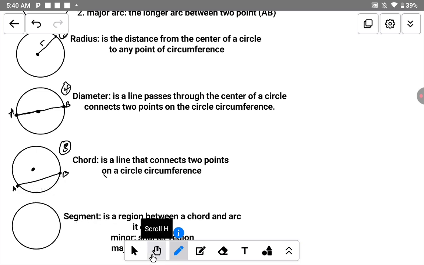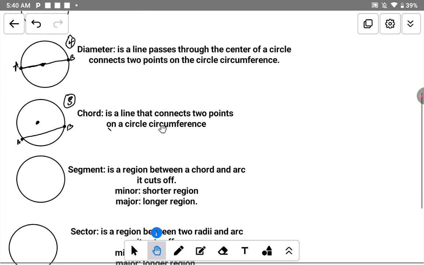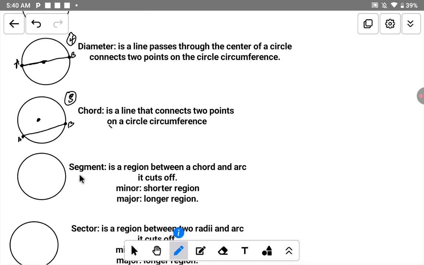So let's look at the segments we have here. A segment is a region between a chord and an arc. Let's say this is the center of a circle, and we have a chord from this point to this point. Let's say this is point A and this is point B. So A to B here is called an arc, because an arc is any part of a circumference.